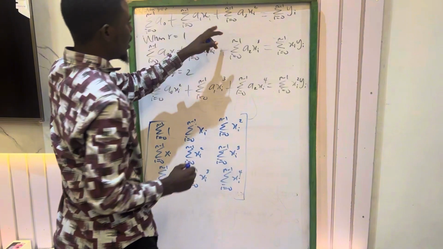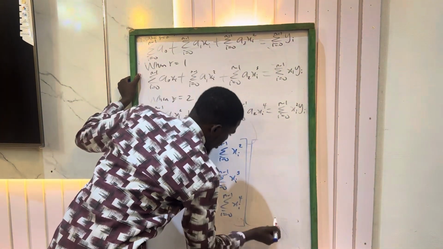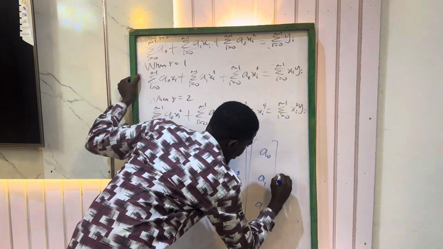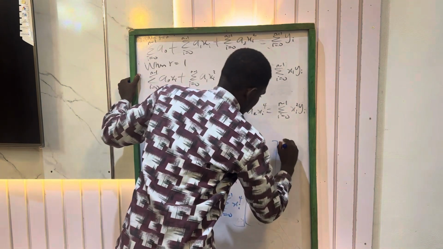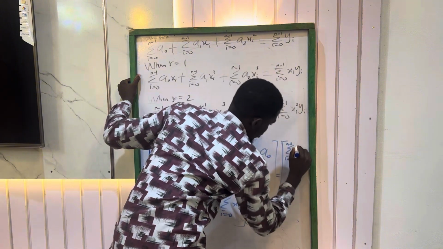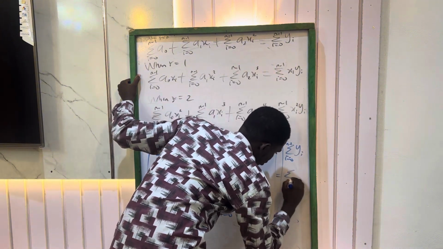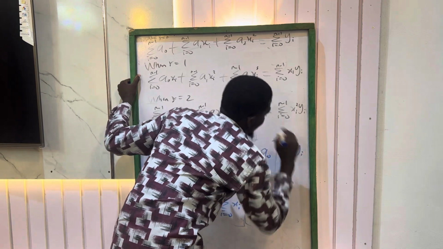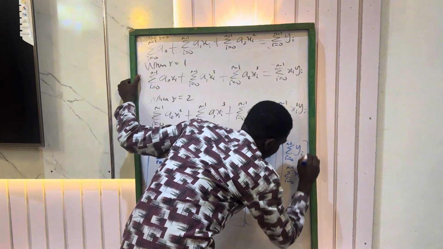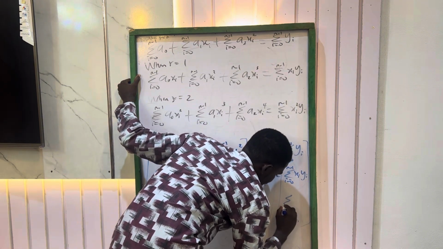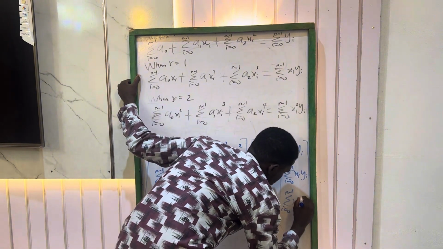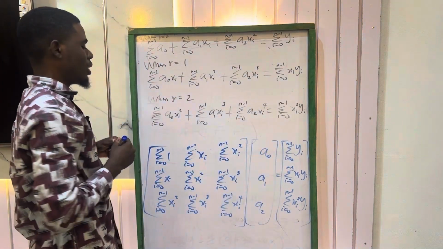So now we're trying to get our a naught, a1, and a2. So in this next, I'm going to have a naught, a1, and a2. Then all this is going to be equal to this other part now. So that is going to be summation of i equals 0 to n minus 1. Then for the first one, we have yi. The next one is summation of i equals 0 to n minus 1, we have xi yi. Then we have the last one, summation of i equals 0 to n minus 1, then we have xi squared, and we have yi. So now this is what we now have.